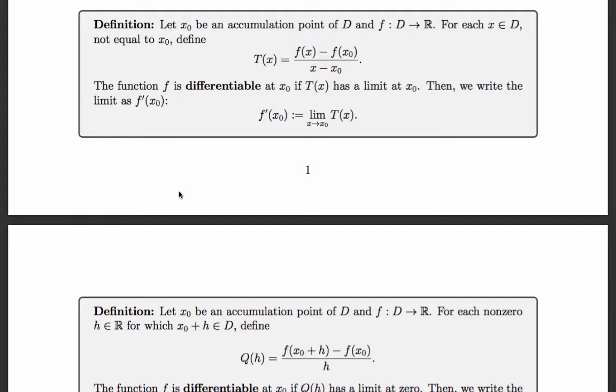So now we're ready to give a formal definition of differentiable and the derivative. Let x0 be an accumulation point of D, because we're taking a limit, and to take limits we need accumulation points. And let D be the domain of f. For each x in the domain not equal to x0, we'll define our secant slope function t of x, as we've already explained. Then the function f is differentiable at x0 if t of x has a limit at x0. And that limit would be the derivative of f at x naught, which we typically write f prime of x naught.